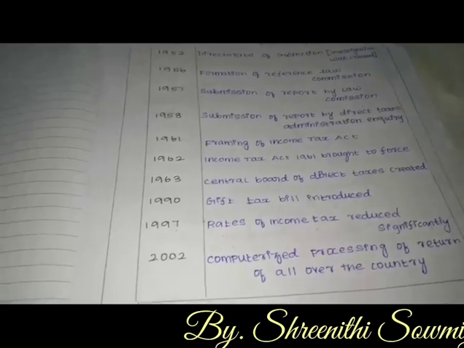House rent allowance, rules and formula. First point, actual HRA. Second point, 40% or 50% of salary. Third, rent paid minus 10% of salary.